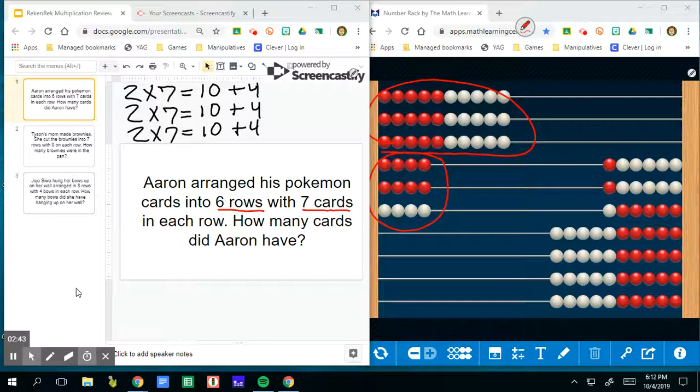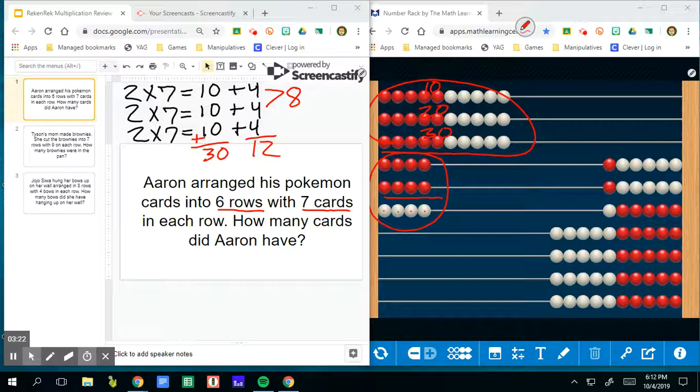So now, let's look at our 10s. 3 10s. That's 10, 20, and 30. So 10 plus 10 plus 10, that equals 30. And with my 4s, well, these 2 rows of 4, I know 4 plus 4 is 8, plus 9, 10, 11, 12. 4 more would make 12.